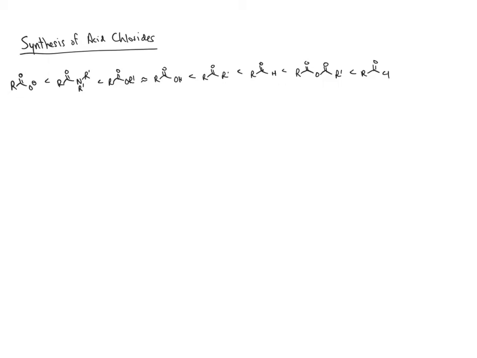And the answer is that we actually take the carboxylic acid and we turn the carboxylic acid into something we sort of jokingly call the superleaving group. Right? And so there are two primary ways of doing this. The first way is by the reaction with thionyl chloride. All right, so thionyl chloride is SOCl2.